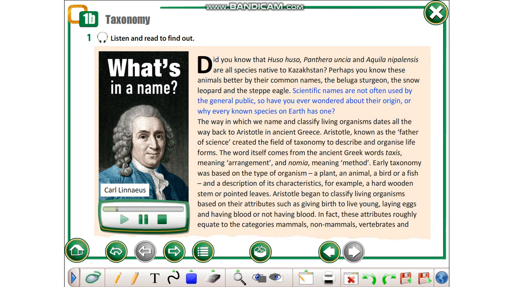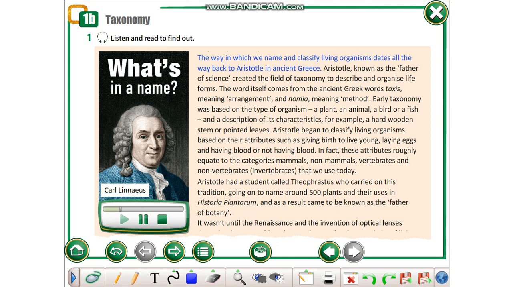Scientific names are not often used by the general public, so have you ever wondered about their origin, or why every known species on Earth has one? The way in which we name and classify living organisms dates all the way back to Aristotle in ancient Greece.